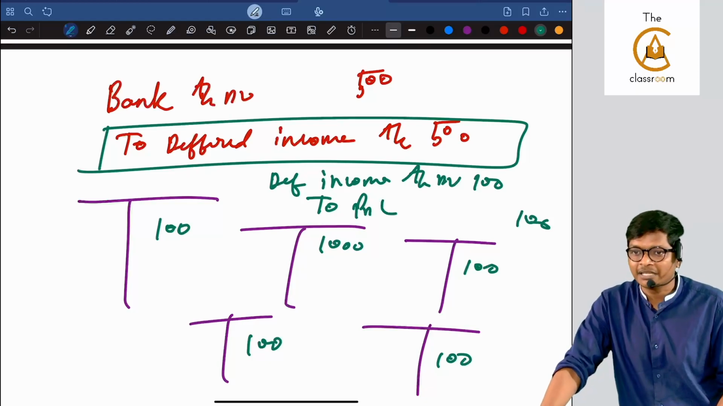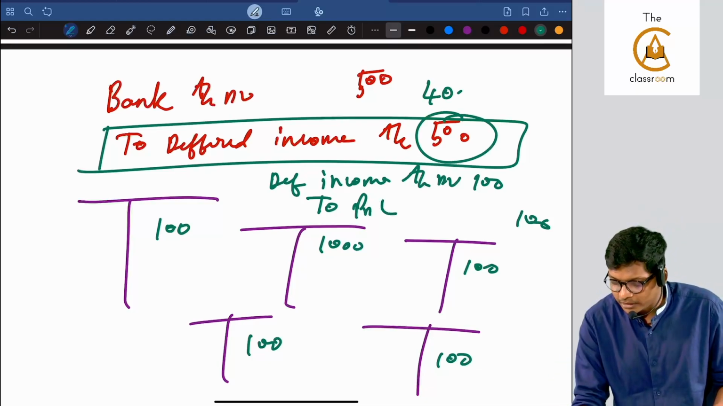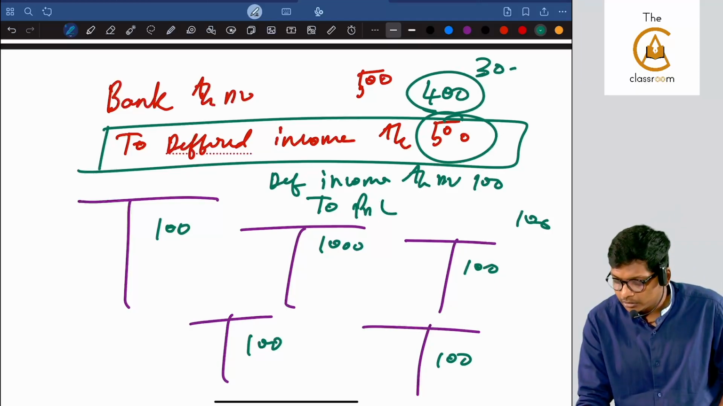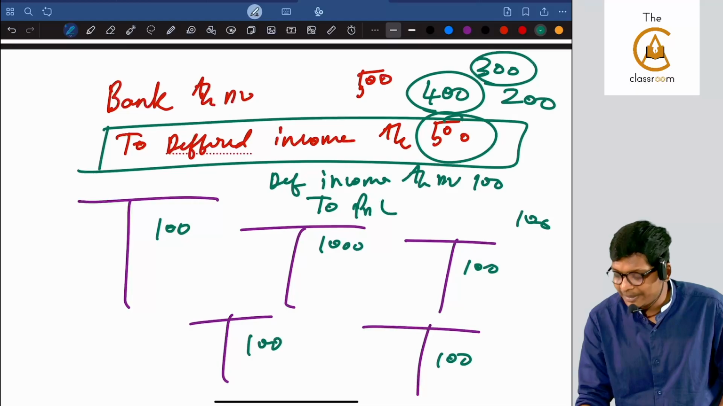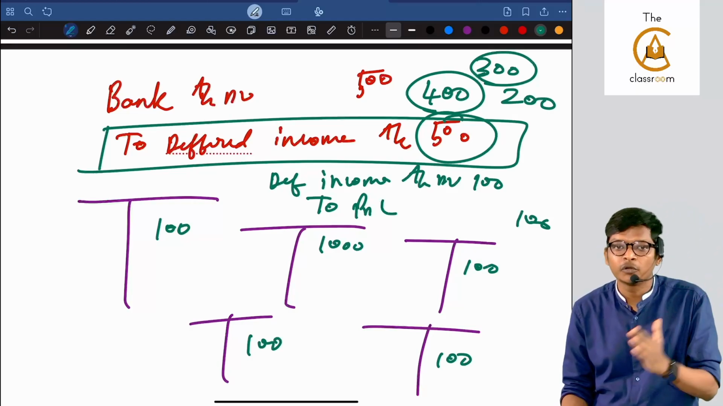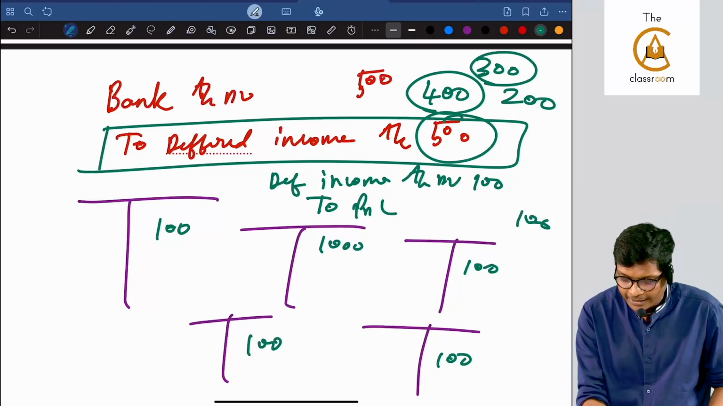Are you following? That means after the first year, this deferred income balance will be 400. After the second year, the balance will be, after the third year, the balance will be like that. It goes on. Are you following? Last year it will become 0 after full reversal. Are you understanding this, guys? So this also is possible in which grant?